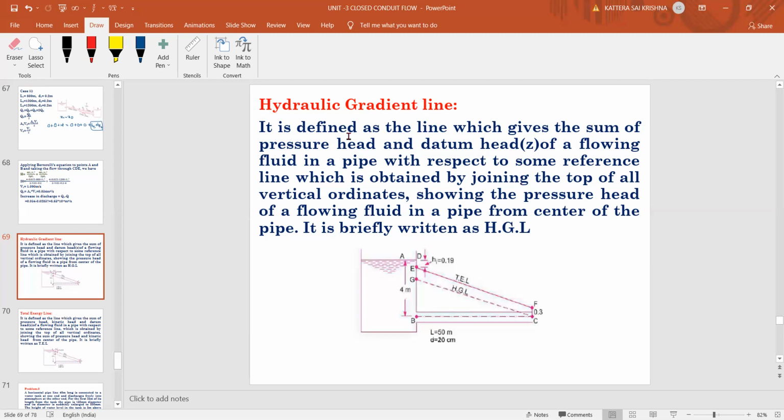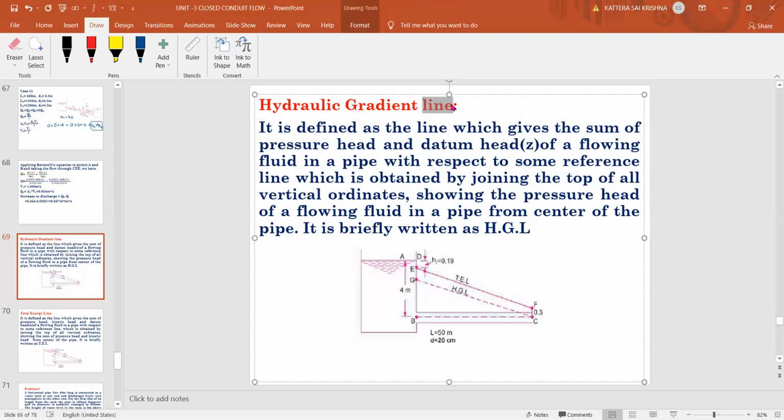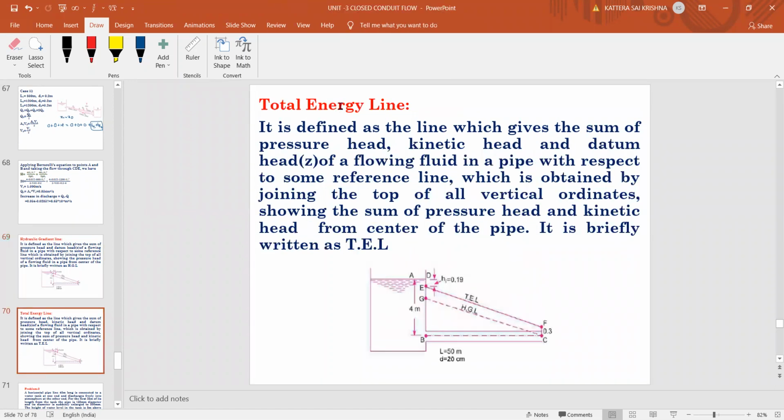Okay, so what is this lines actually means? It's just an imaginary only. We don't say actually, just it is imaginary, right? In the representation of graphs and all, we can see this. So what is that? Hydraulic gradient line. And one more is there, that is total energy line. So already we know what is the meaning of total energy.